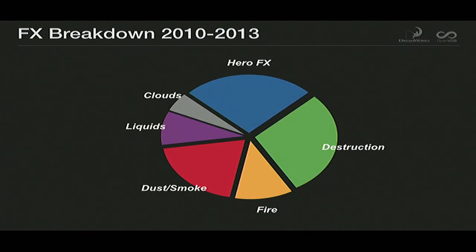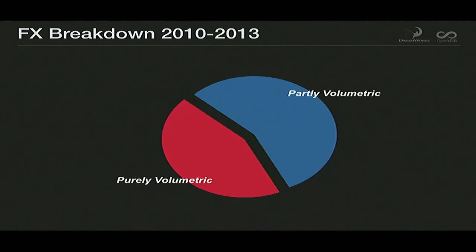This is a breakdown. I'm sort of trying to build up. This is a breakdown of some of the types of effects associated with movies we did between 2010 and 13. And the really interesting thing is, if you start looking at what's underneath, it turns out, I'll explain, by the way, what hero effects is. I'll give an example of that. But it basically means one-off.